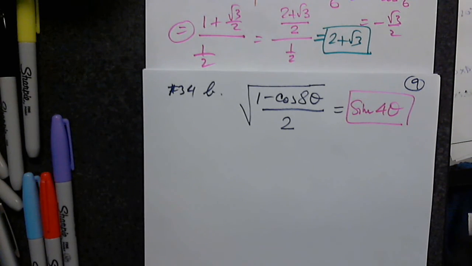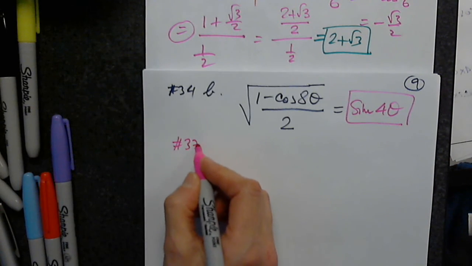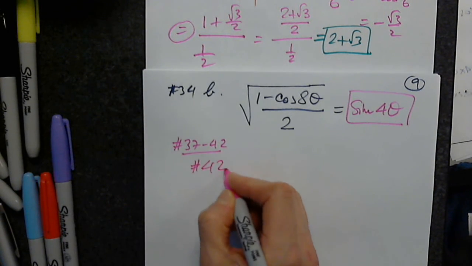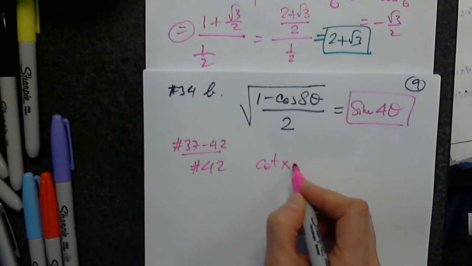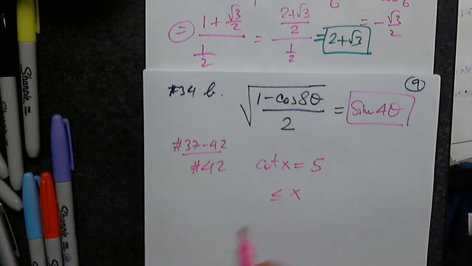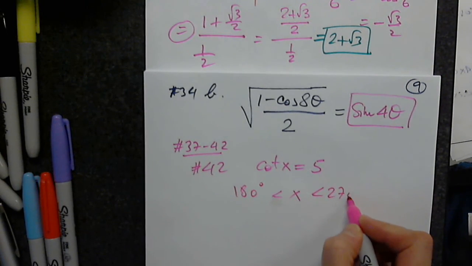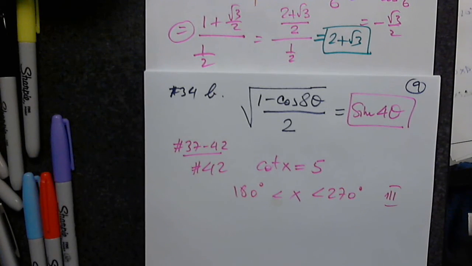Okay. Let's choose 37 through 42. Find the sine x over 2, cosine x over 2, and tangent x over 2. Please choose. Which one? 42. In 42, we have cotangent x equals 5. We are told that x, I can never put the equal symbol for a quadrant, I just rushed. We are told that x is between 180 and 270. What quadrant is that? 3. Very good. Or quadrant 3. Perfect. And that's all the information.